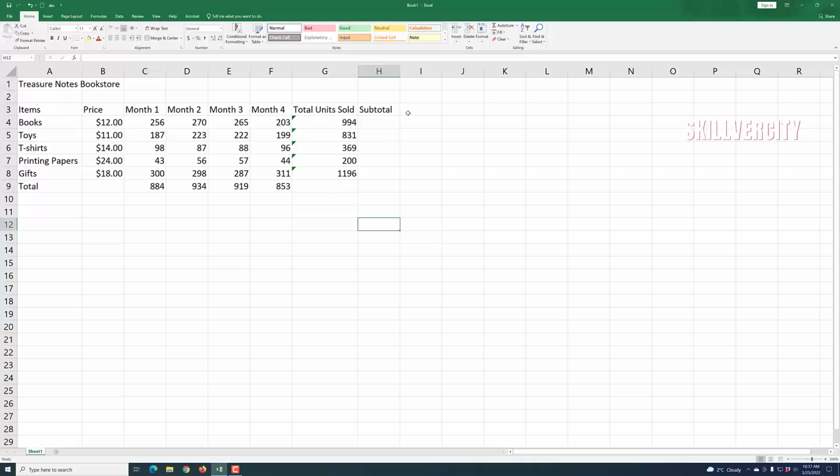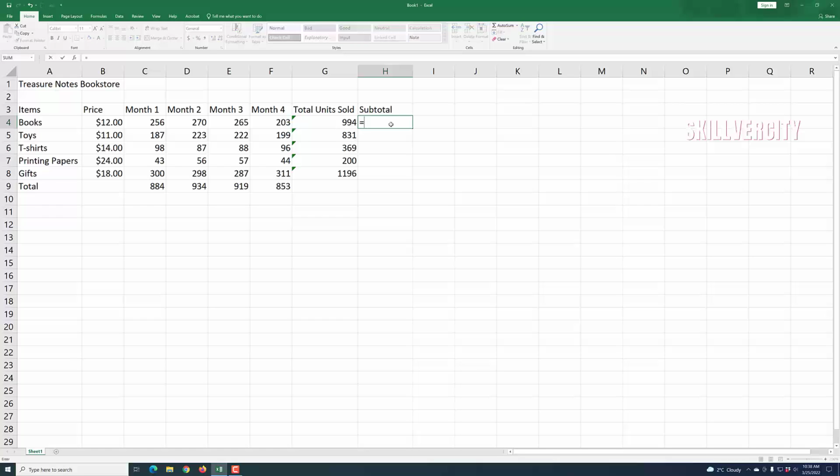The next task is to look at the actual amount that we made. What is the subtotal? What is the amount that we made for each month? We can do that by multiplying this cell with the price. So for example, if we put the equal sign and we select cell B4, multiply by G4, and we press enter, we have our amount there.